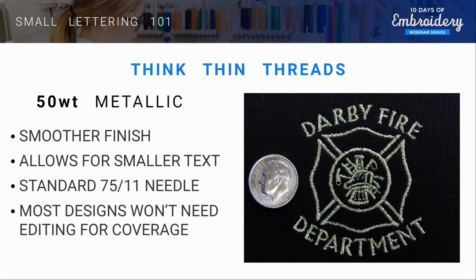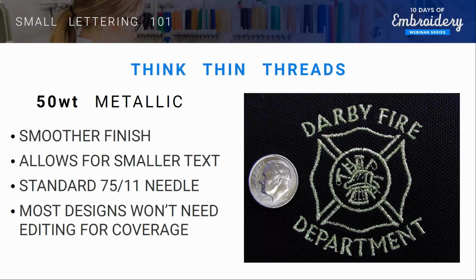Metallics are rough because generally what you have is a core of fiber that's wrapped in some kind of foil. Same thing here. So you're going to see little kinks in the foil as it runs. That's why metallic looks sparkly: you have little kinked bits of foil. But the 50-weight metallic does run smoother than the thicker metallics, and you can run it through a 75/11 needle. I mean, you can run it through a smaller needle. Personally, I don't ever want a smaller eye with metallics because that's going to increase the friction and increase the chance of thread breaks.